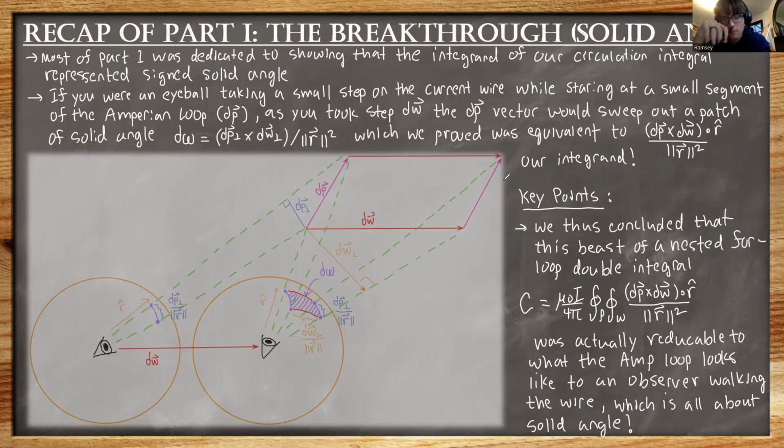So yeah, we were able to directly tack the integrand, or the kernel of our integral process, to this swept out solid angle. It's almost like the dP projection smeared over the surface as we took a step. And that's pretty cool, to take such a complicated problem and turn it into something that you can visualize. So that was a good sign. We concluded that whatever this nasty double integral was doing, we could reduce it to what the amp loop looks like to an observer walking the wire. What does it look like it's doing? And once again, for more details go back to part one. We spent a lot more time deriving exactly why this integrand is swept out solid angle.